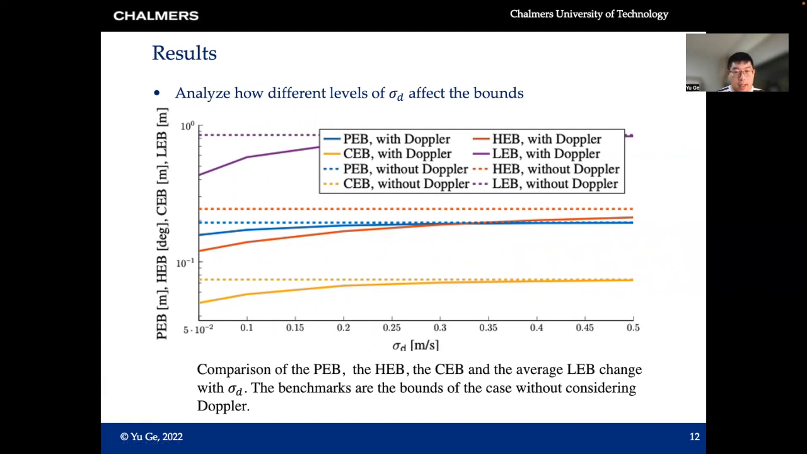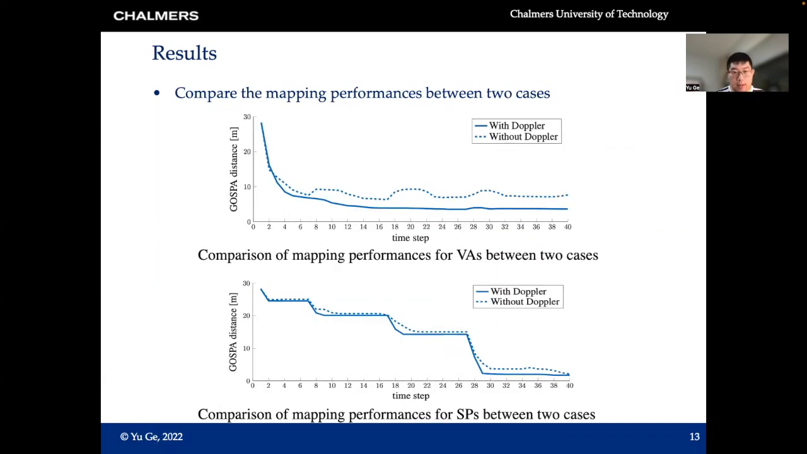From the figure, we can see that involving Doppler as a dimension of the measurement improves the positioning and the mapping performance, as error bounds are always lower than the case where the Doppler measurement is ignored. And the effect is stronger when the Doppler measurements are more accurate. That means when sigma d is smaller, the bounds are lower. We then implemented the EKPMB SLAM filter in 2 cases. The first case is where the Doppler is considered with sigma d equal to 0.1 meters per second. And the second case is where the Doppler is not considered.